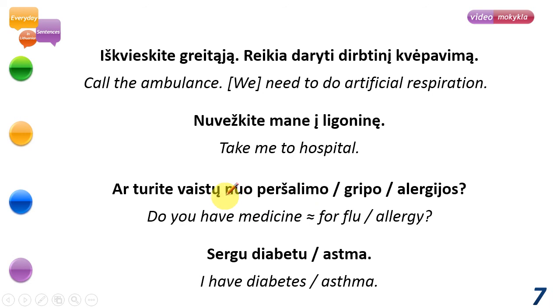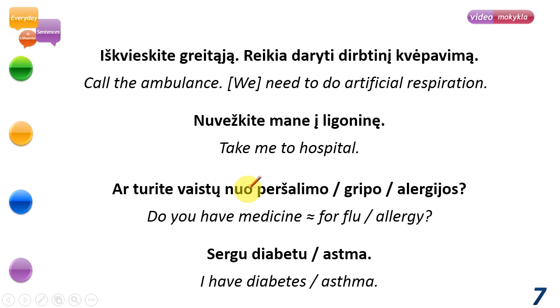Nuo, you see, literally means from. When you're talking about medicine for flu or for a cold or for an allergy, you use this preposition nuo, which means from. So do you have medicine from a cold or from a flu or from allergy? This is the literal translation. But nuo always uses genitive. So you see that these are all genitives. Peršalimas, peršalimo, gripas, gripo, alergija, feminine, alergijos. So be cautious about this.